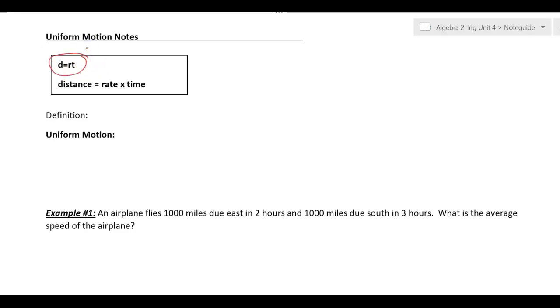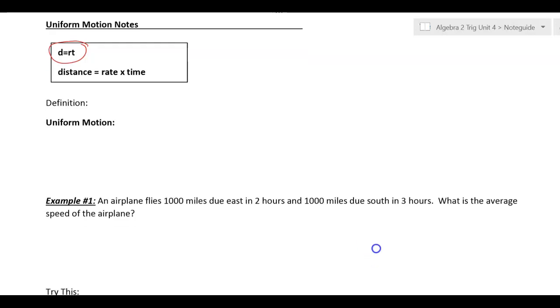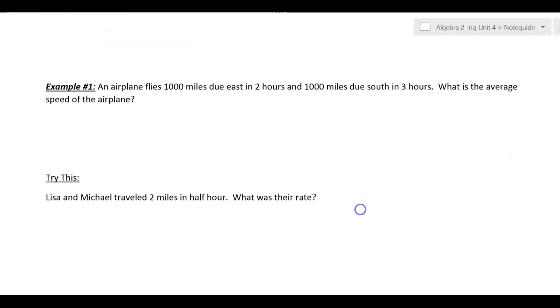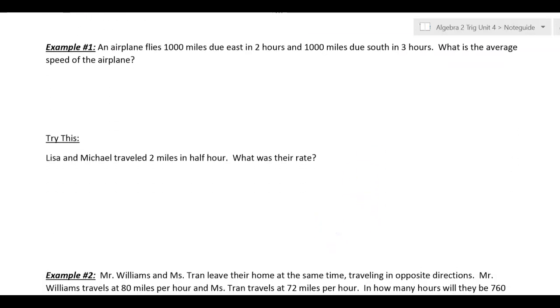Because the motion is uniform. So I'm going to go through the examples. You can skip any of the examples that we did in class, and then you can skip to the ones that you need. So this one says an airplane flies 1,000 miles due east in 2 hours and 1,000 miles due south in 3 hours. What is the average speed of the plane?